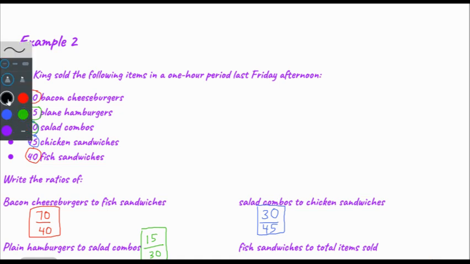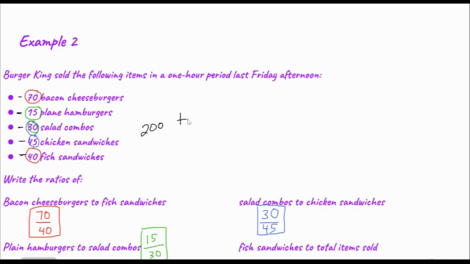And then finally, we have fish sandwiches to total items sold. So let's go ahead and add all these up. We need total items. So we got 70 plus 30 is 100. We add another 45, that's 145. Add another 15. So 145 plus 15 would be 160 plus 40. So that's 200 in total. Okay. So fish sandwiches, we have 40 of them. So our ratio would be 40 to 200.